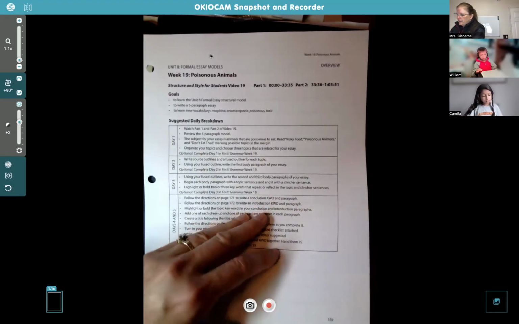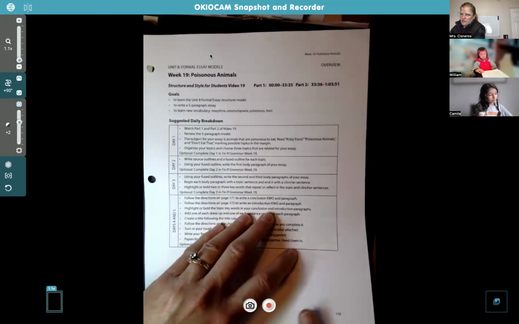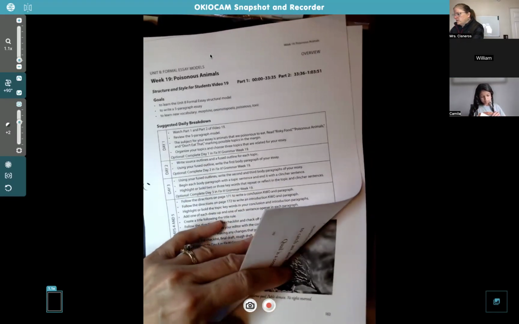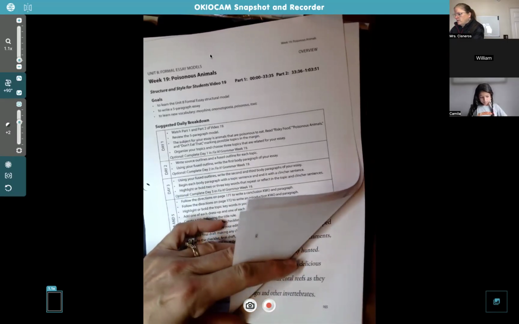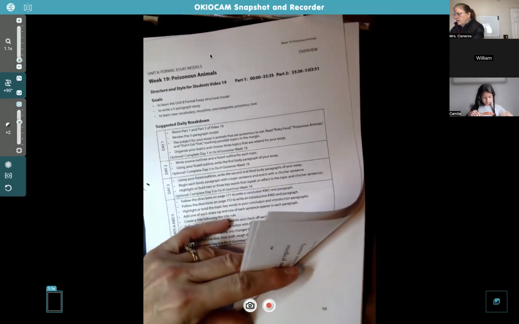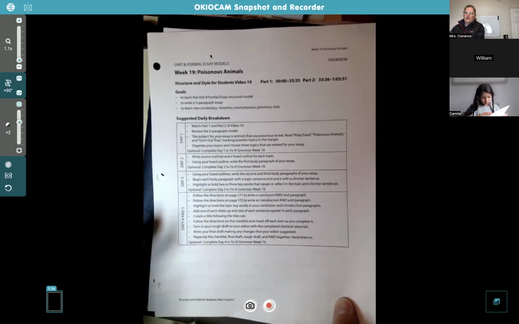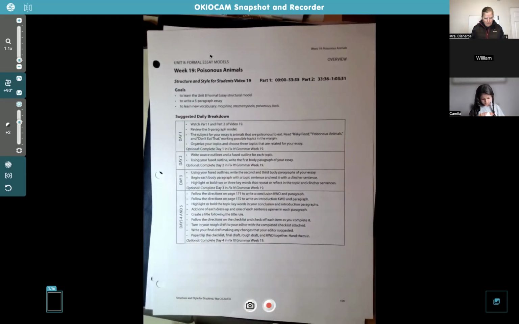Week 19 has about 7 pages in here. Let me double check. One, two, it's a lot. Three, four, five, six, seven, eight, nine. 9 pages. It's probably the biggest one. It's a lot to read, but that's okay.